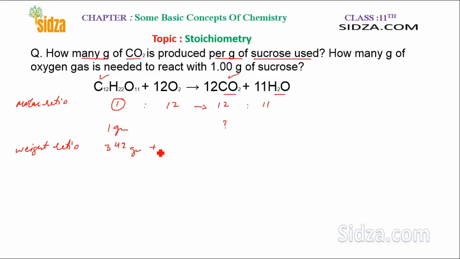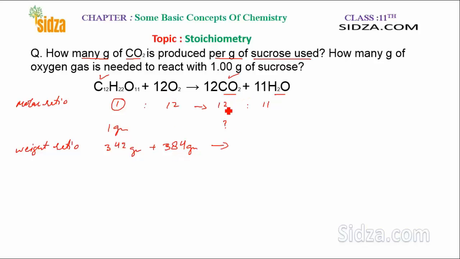So that means 12 moles of oxygen, the weight is 384 grams of oxygen. 12 moles of oxygen will be 384, it is 12 times 32. So 12 moles, and the molar mass of oxygen is 32, so 32 into 12 is 384.